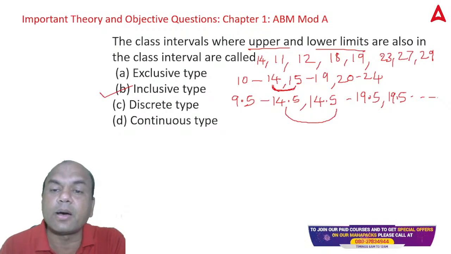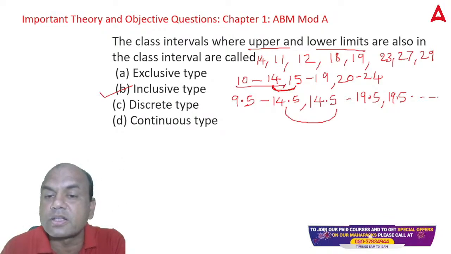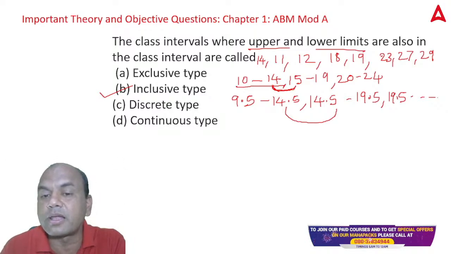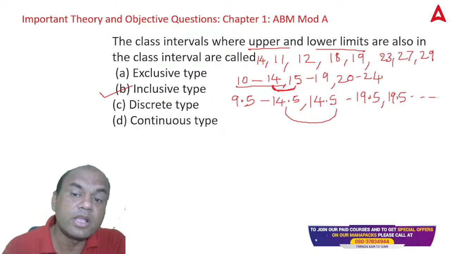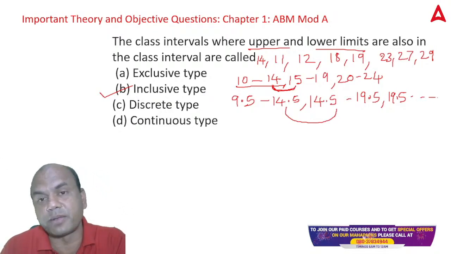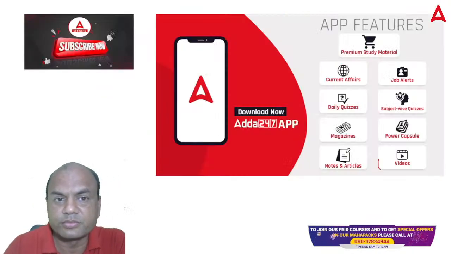So where the upper and the lower limits are also the part of the class interval. Suppose if I get 14 number, this 14 number I'll arrange it in this class, not in this 15. 19 number I'll arrange it in this class. Okay. Remaining are easy for you. Right. So this is known as inclusive type. Got it, everyone? Clear? Move on.